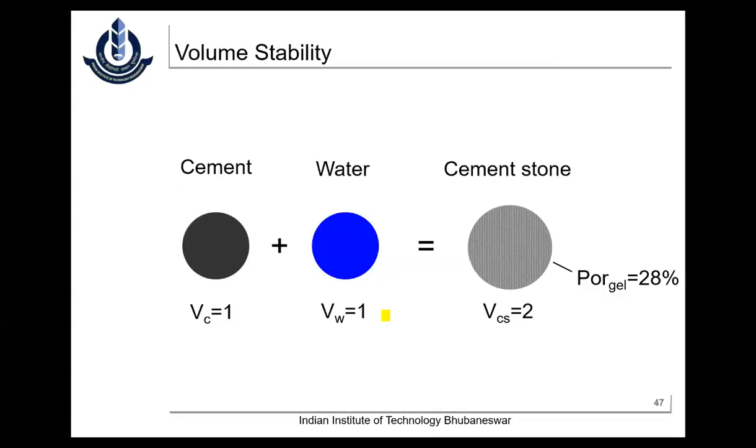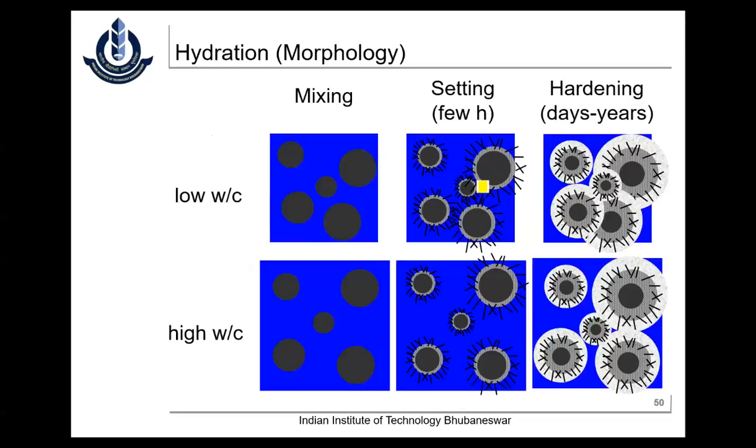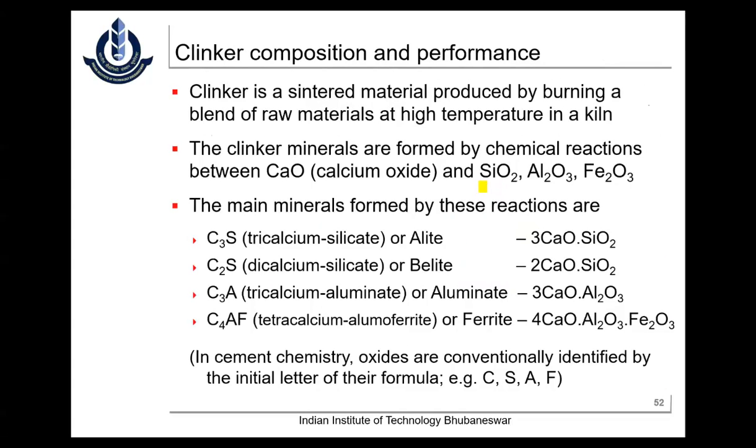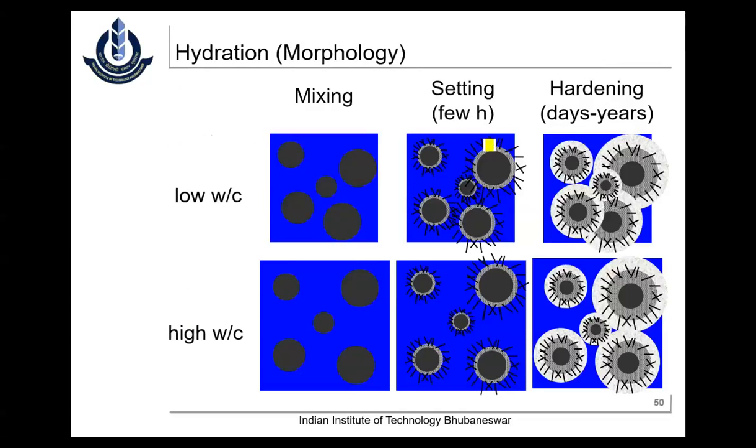And this is the volume of the water I'm going to show. After this, it becomes a cement stone. There is a slight increase in the volume because of the gel pores and so on. And this is the reaction we have. With a low water-cement ratio, this is the reaction: in a few hours, the hardening takes place. With high water-cement ratios, it takes place over a period of time. This is the phenomenon.